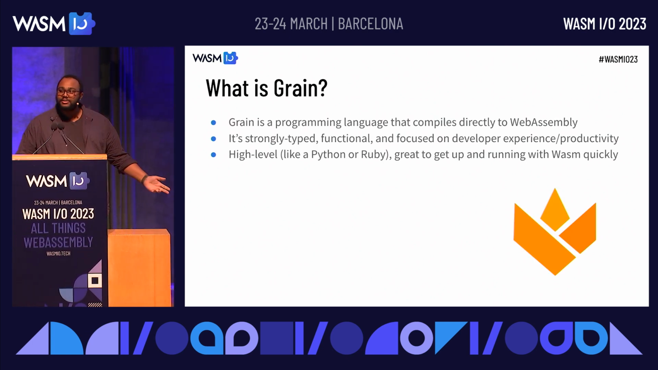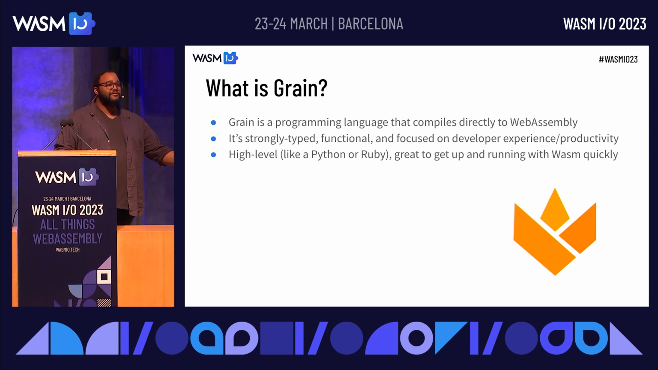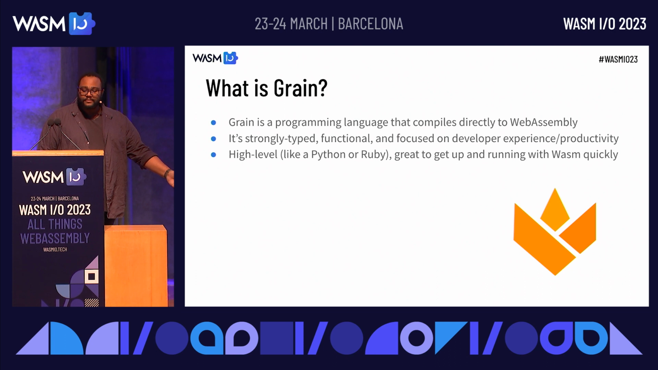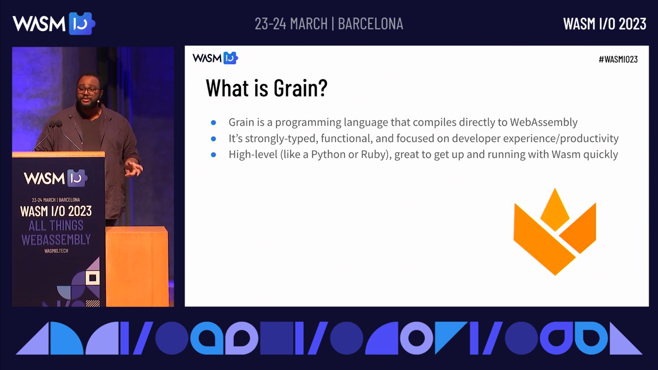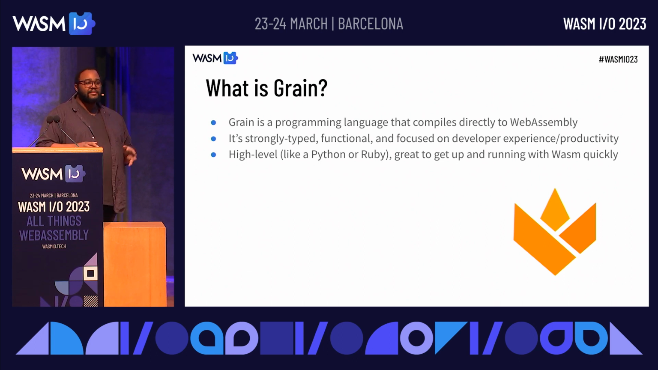So what is Grain? It's a programming language that compiles directly to WebAssembly, so we do that via Binaryen. We don't use LLVM or anything like that. It's strongly typed, functional, focused on developer experience and productivity, and it's super high level. We aim to have the language make you as productive as writing Python or Ruby. You know, we're not trying to be Rust. Rust is Rust. We're trying to be us over here.